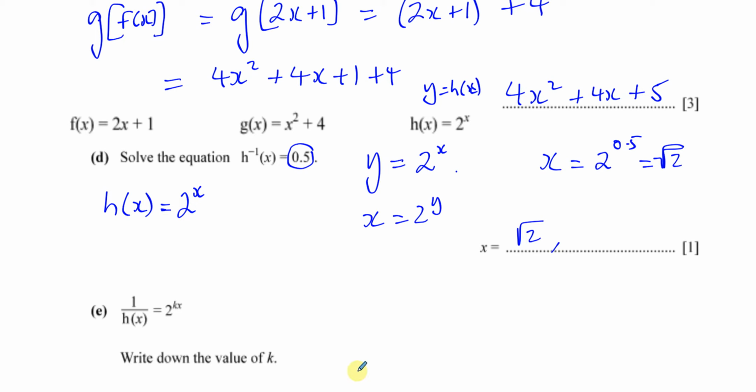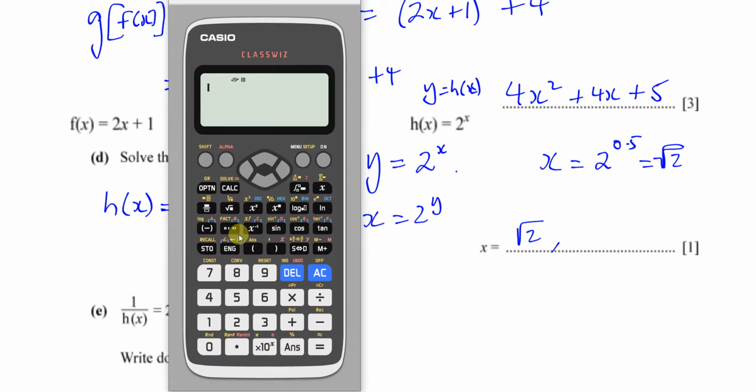Or, as it does mention, write non-exact answers to 3 significant figures. It will be perfectly fine if you write the square root of 2 equals 1.41 as your answer.